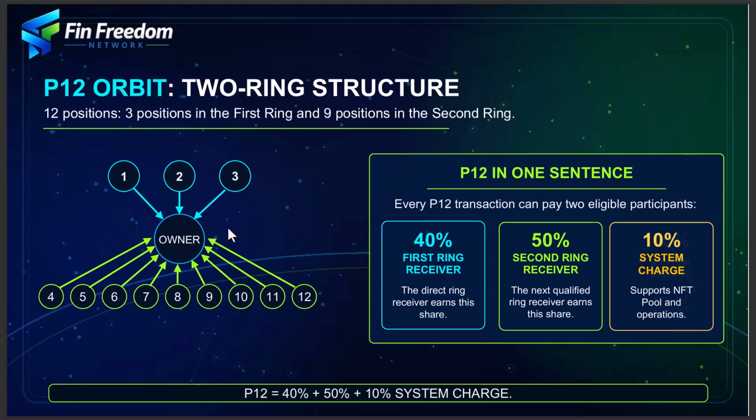So if you have activated a level that has P12 orbits, anytime someone comes into your first ring, you are earning 40%. The remaining 50% goes to the partnership network. Somebody takes position on your second ring, you earn 50%, 40% goes to the partnership network, and then 10% goes into the NFT pool. Do you understand? So 40% here comes to you, 50% here comes to you, then the remaining percentage here and here goes to the partnership network, and then the 10% remaining goes to the NFT pool as system charge.